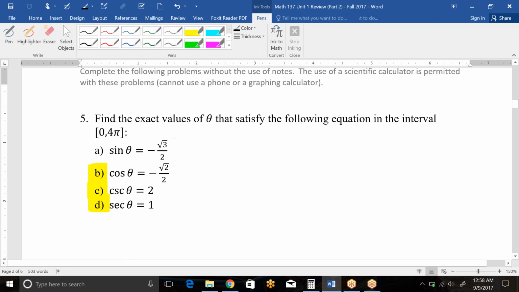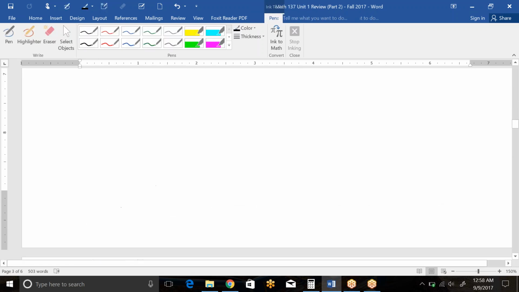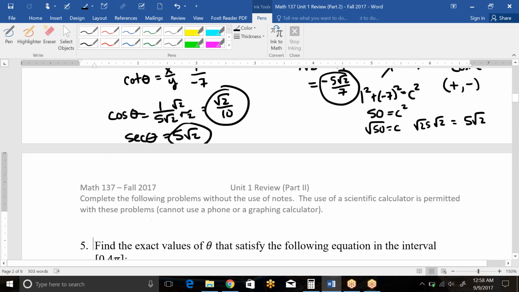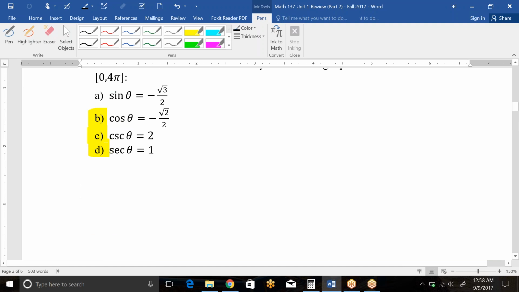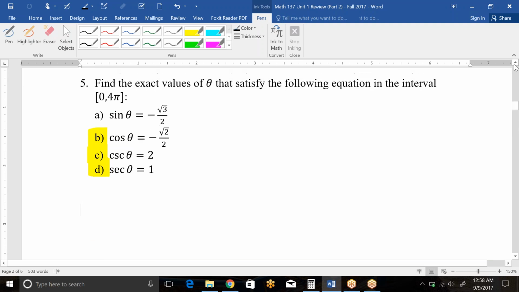Okay, for part 5, or number 5, I couldn't remember if we did A in class, so I'm going to skip it. It's one of those where I just don't remember if we did it together or not. If you still need help with it, you can email me. But hopefully what we do on B, C, and D will be fine.